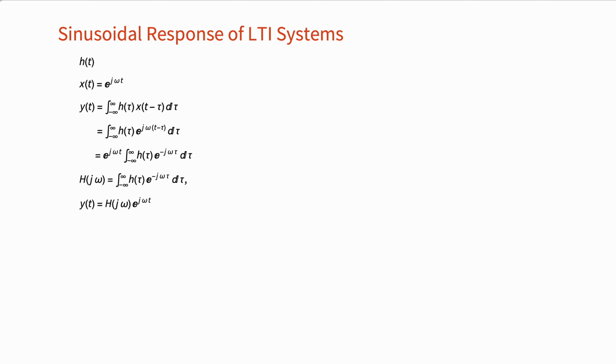What we have obtained here is that the output is the input signal, the complex exponential e to the power j omega t, scaled by some constant value, h of j omega. In other words, for LTI systems, sinusoidal inputs result in sinusoidal outputs. Or if you recall from linear algebra, we call such signals or functions the eigenfunctions of the system.